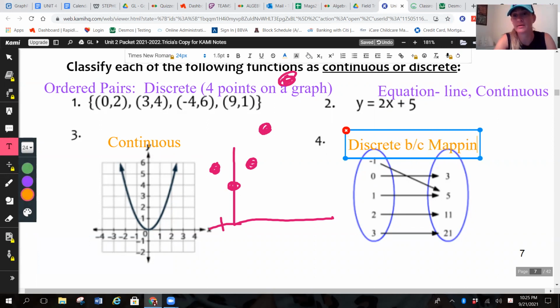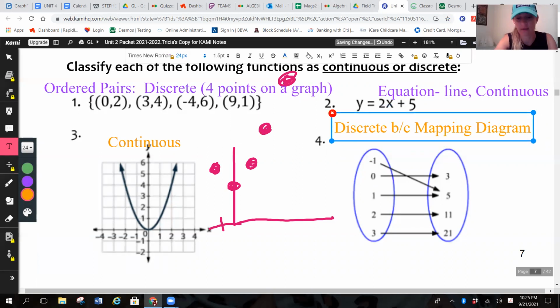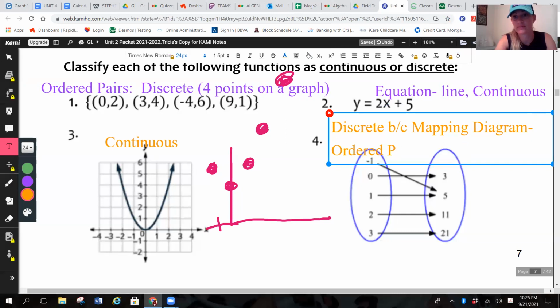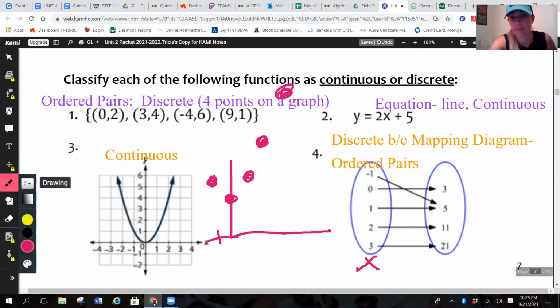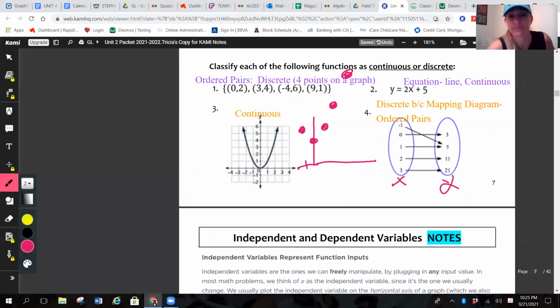because it's a mapping diagram. And a mapping diagram is made of ordered pairs that are connected by an arrow. So you know which number goes with which number. Remember, here's my X. X is on the left side, Y is on the right side.